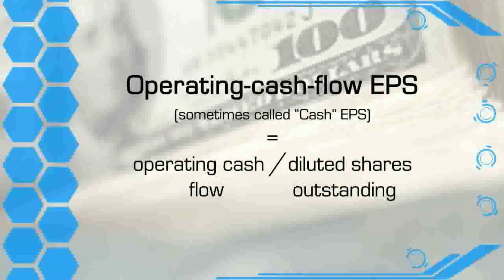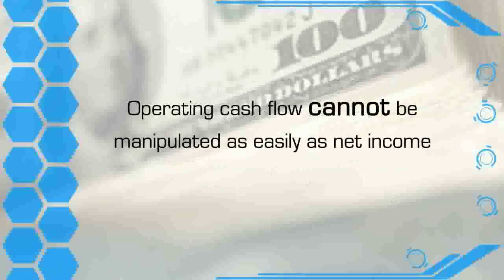Operating cash flow EPS, sometimes called cash EPS, is operating cash flow divided by diluted shares outstanding. Many feel cash EPS is more important than other EPS numbers because it is a purer, more honest number. Cash EPS may be better for your purposes in making comparisons as a potential investor because operating cash flow cannot be manipulated as easily as net income. Generally, cash is king in determining a company's true financial health.